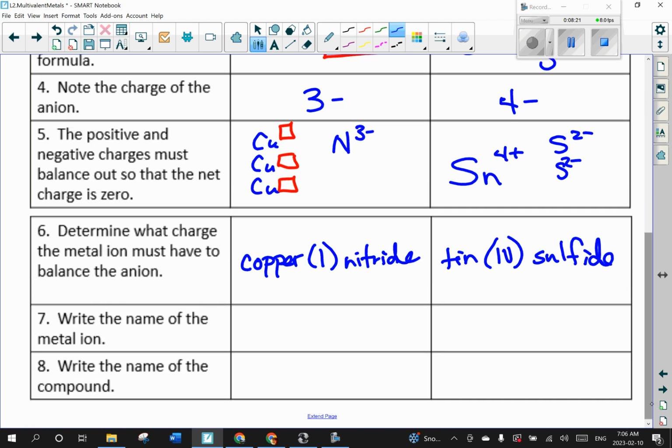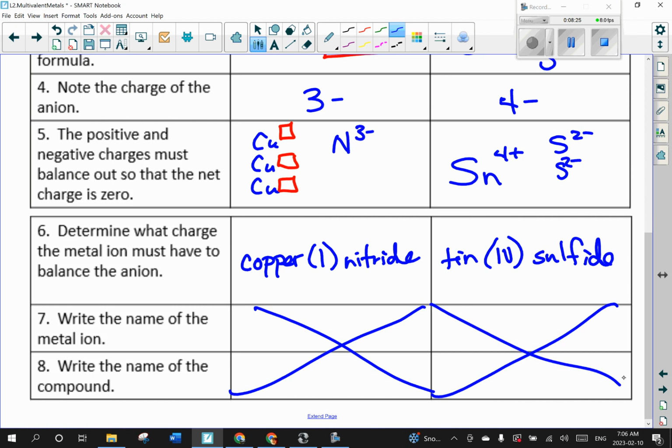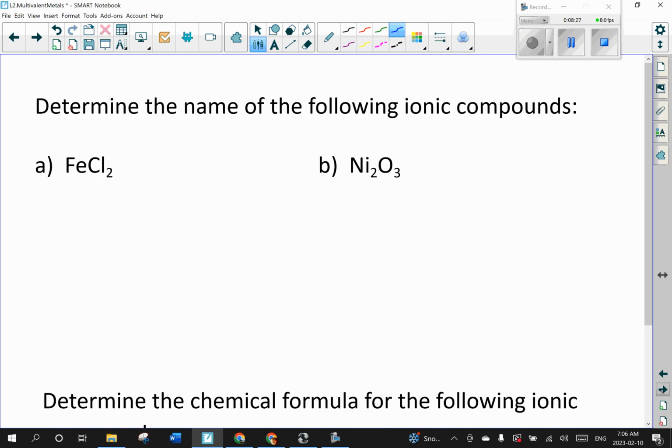Whoops, I totally jumped those steps. We good. Okay, hit pause, try those.